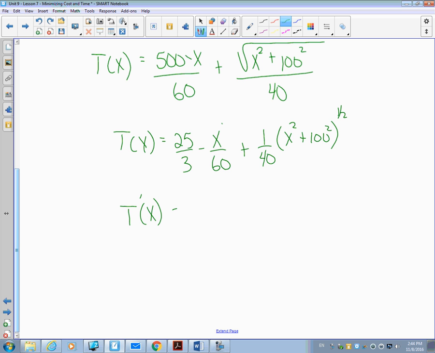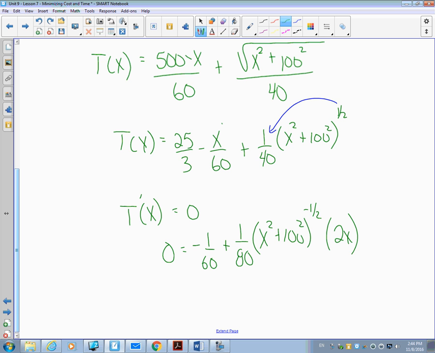I want to minimize this, so I want to make it equal to 0. The 25 over 3 will be gone. The x over 60 is just 1 over 60 now. Plus my 1/2 times my 1 over 40 is 1 over 80. My exponent is going to have to subtract 1 from that, so negative 1/2, and inside I get 2x.